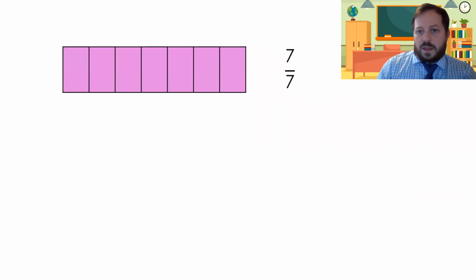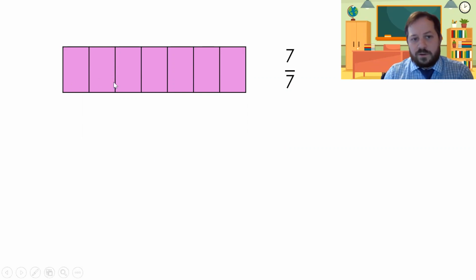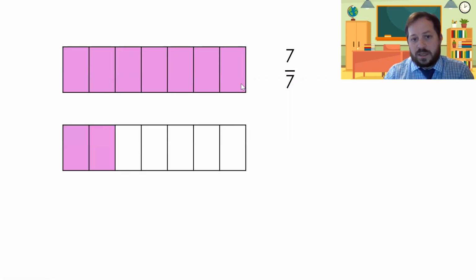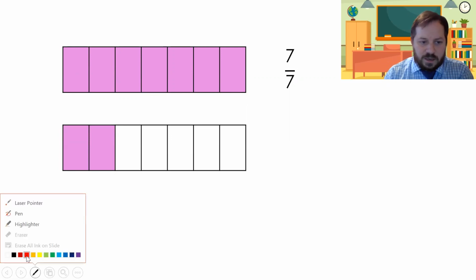So here's 7 sevenths, and you can see that all 7 of the parts are coloured in. We've got all of it. We've got the whole. So that's 1. Then we've got a further 2 sevenths here.